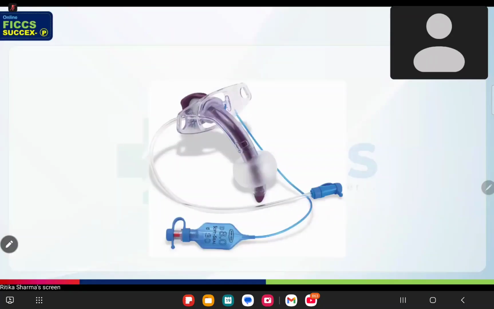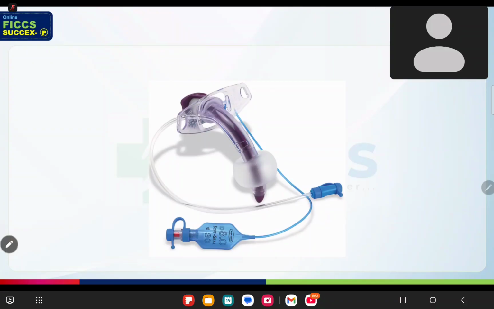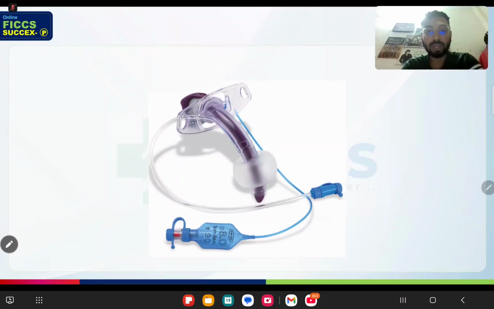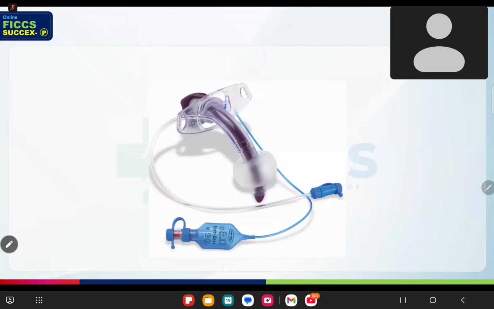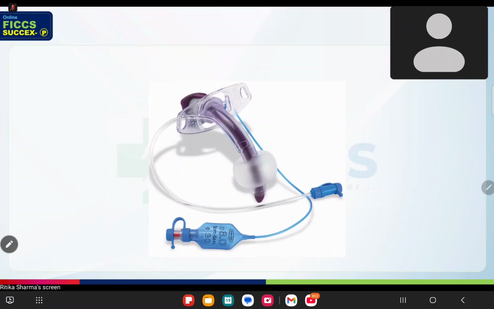What is this? Ma'am, this is a tracheostomy tube. Size 8 cuffed tracheostomy tube, silicon cuffed tracheostomy tube. Along with that, anything else? Yes, ma'am, subglottic suction. Subglottic suction. So what are the indications of percutaneous tracheostomy?